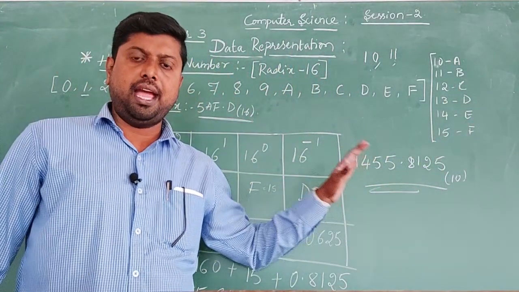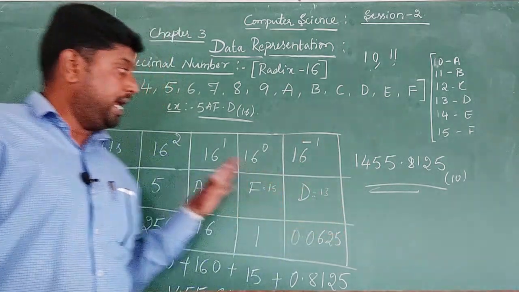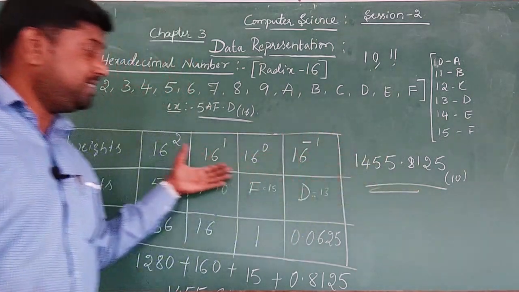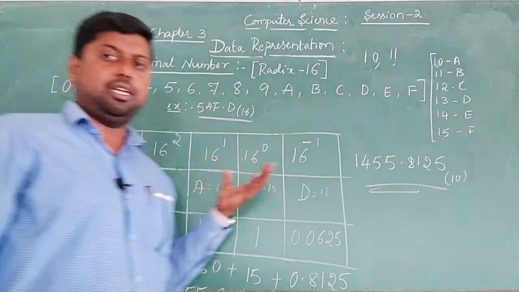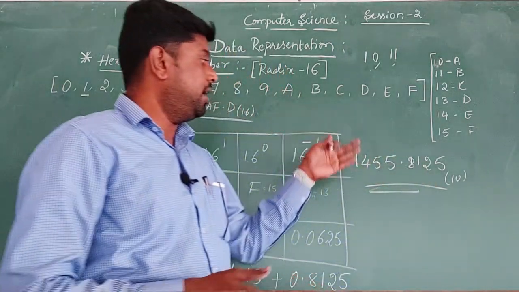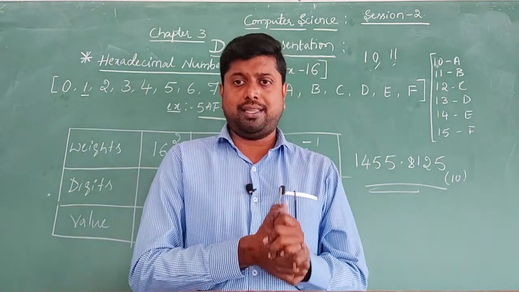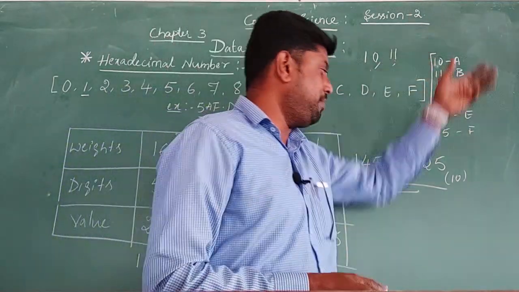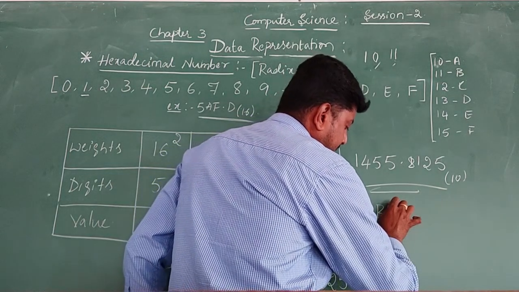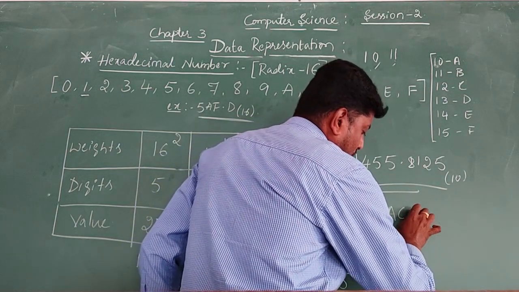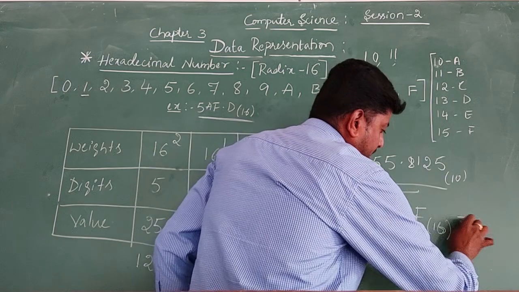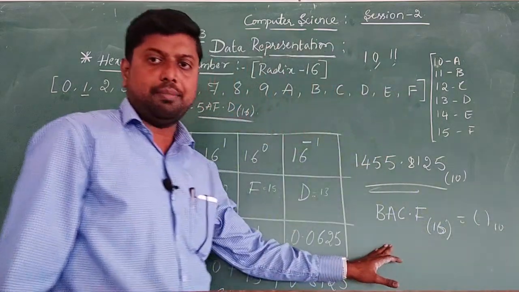Like this, we have a chance to convert any type of hexadecimal number into its decimal number. This is a very small example we showed in the demonstration. Dear students, now I will give some assignment. BAC point F. Consider this hexadecimal number and convert it into a decimal number. This is the assignment I am giving.